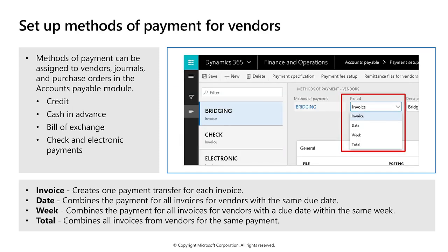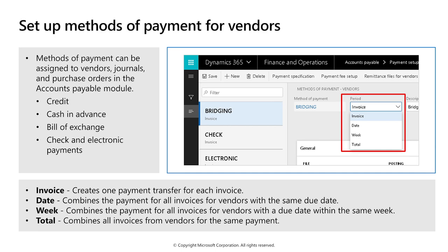With the method of payment page, we can specify all the methods of payment that our company uses to pay vendors. For each method of payment, enter the information that states how payment should be summarized and posted. A method of payment can be assigned to the vendor, journals, and purchase order in the Accounts Payable module. On the method of payment page, we can select whether the system should total the invoice in the automatic payment proposal. Here are the options available in the method of payment.